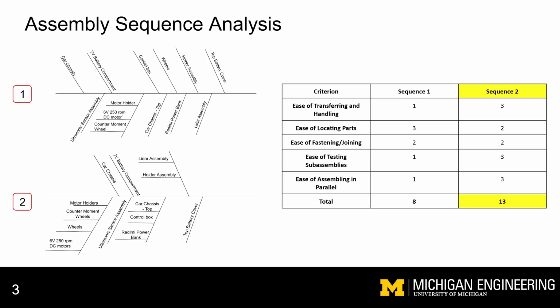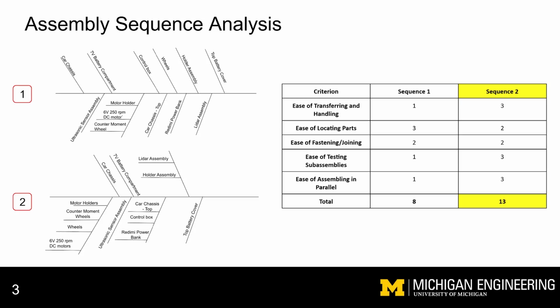Assembly process 1 consists of a ground-up approach with very little subassembly occurring in parallel, while assembly process 2 consists of an inside-out approach with joining together parts separately to form smaller subassemblies and then joining these together. In the first process, we start at the bottom with the car chassis and build off of there, adding the top battery cover at the very end.